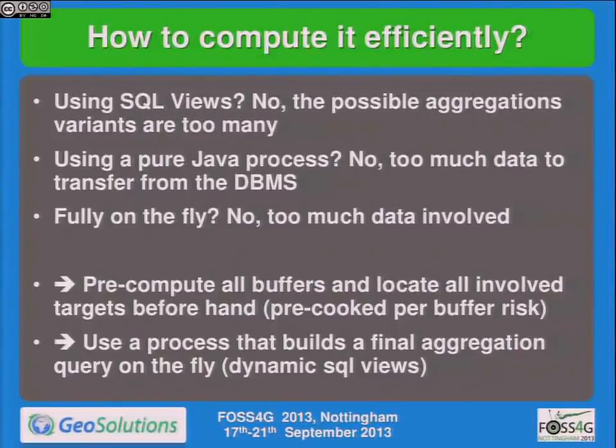So what we did is a compromise. We pre-compute all buffers and see what kind of resources they catch. So we have a large data set already pre-computed for the aggregation. And we have a process that builds SQL views, but on the fly, taking into account all the variants and parameters that the user specified.